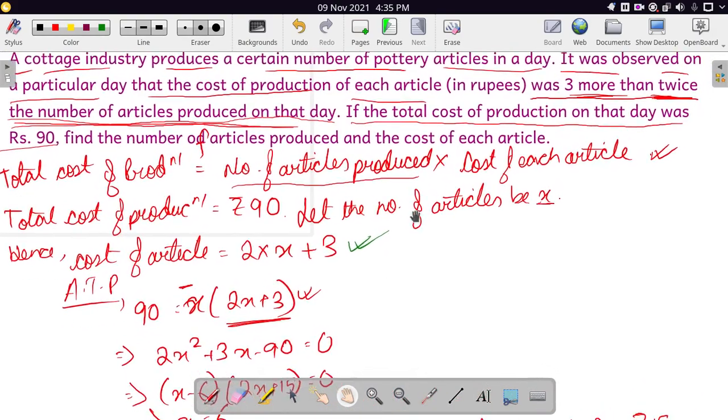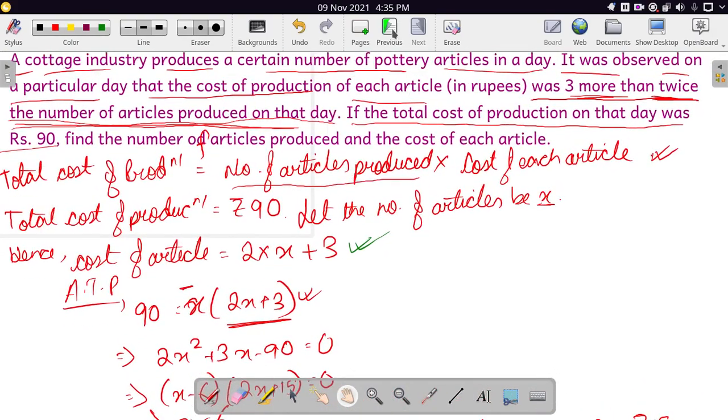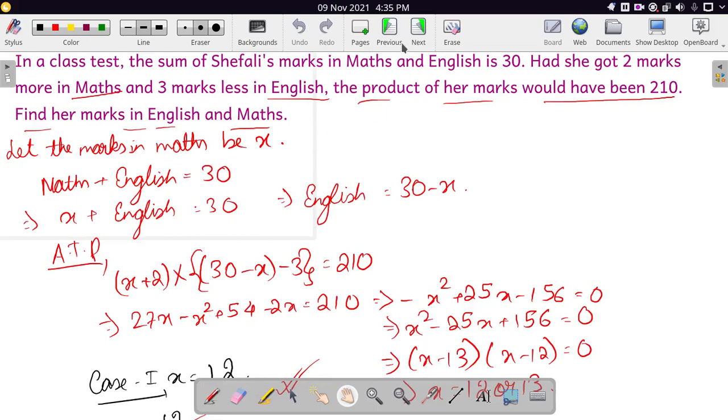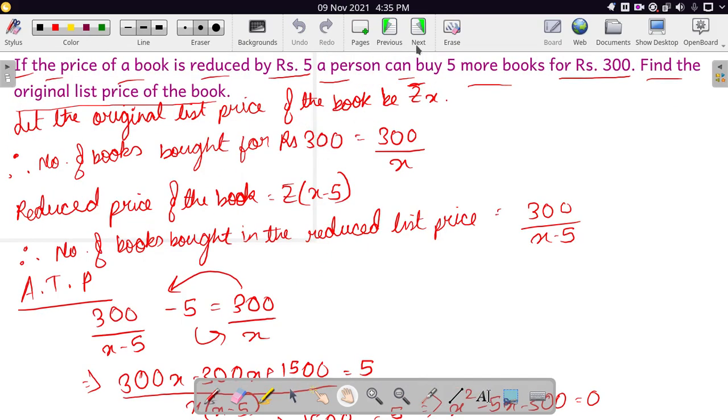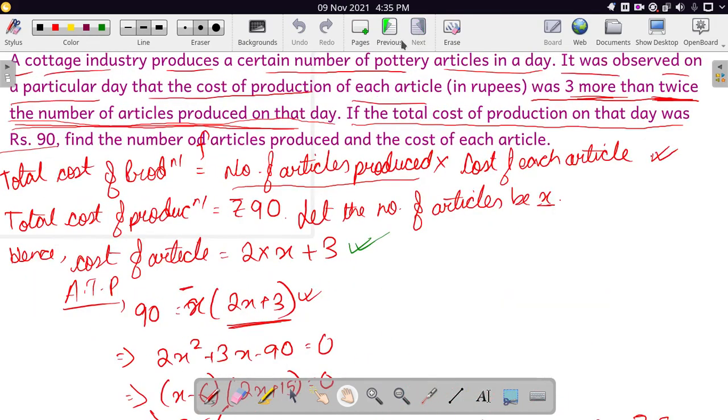These are the last three sums: this cottage industry sum, this class test wala sum, and this price of the book. These three sums do not fall under any particular category of word problems from quadratic equation, because these are miscellaneous equations. So let us do a quick recap of what we did initially.